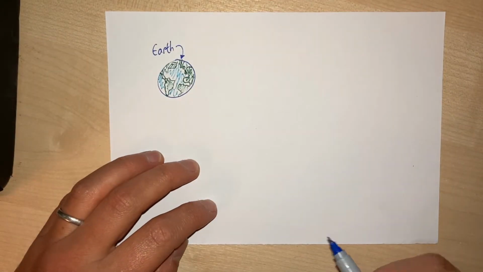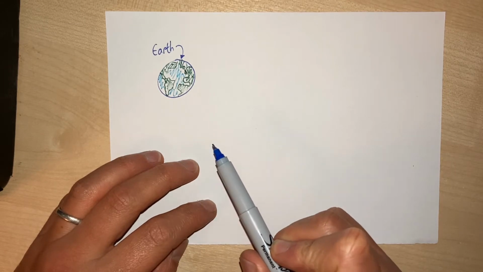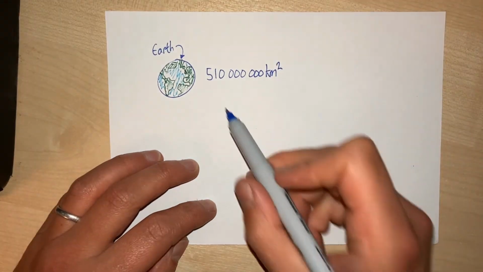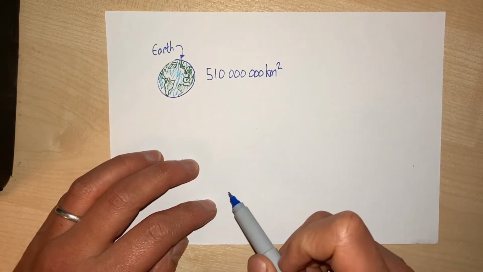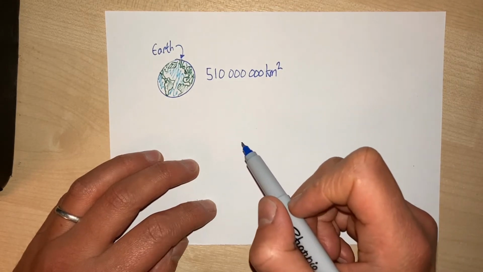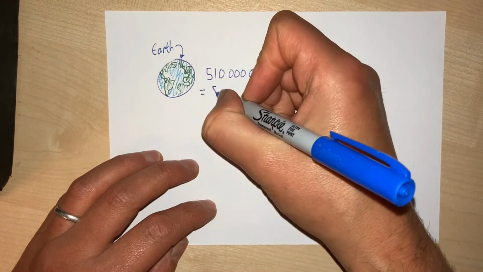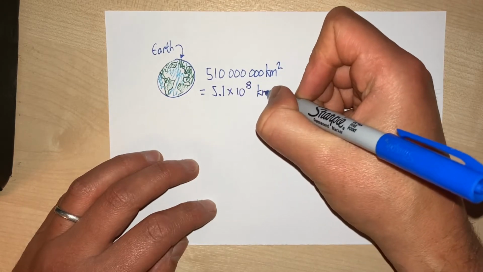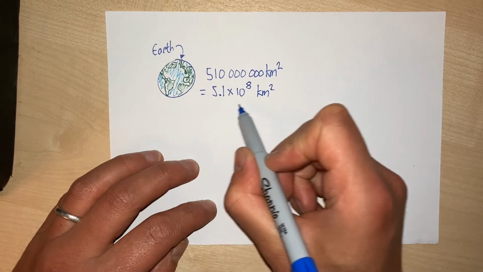Did you know that the Earth's surface is about 510 million kilometres squared? This is quite a large number, but there's another way to express this. We can write it in what's called standard form. It looks like this. Here we have the number in standard form.